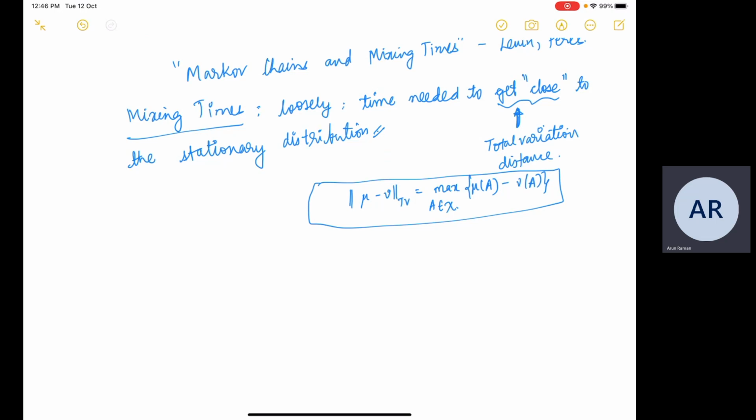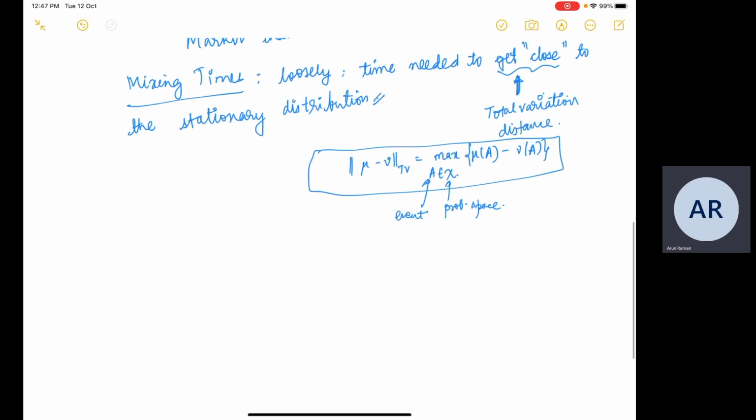Total variation. So mu and nu are probability distributions on the same probability space. The probability space is X. This is, let's say, an event. So we calculate the maximum. In a way, this says the maximum distance between the two probability distributions. We will find the probability of all the subsets of events that can happen in this probability space, and then the maximum distance we will denote as total variation distance.